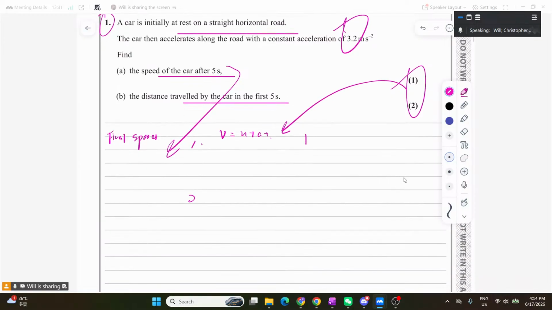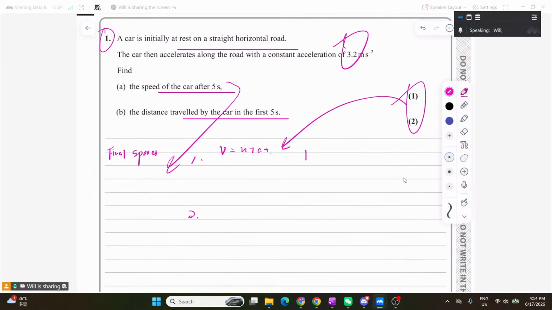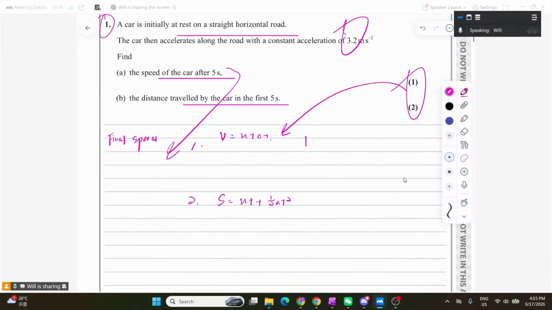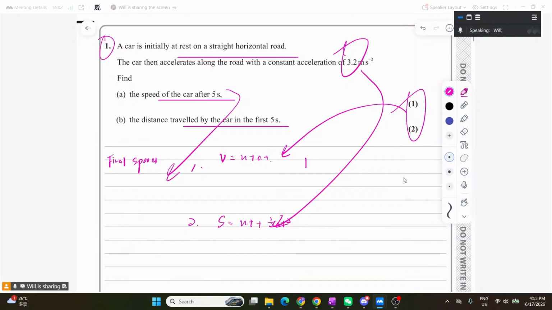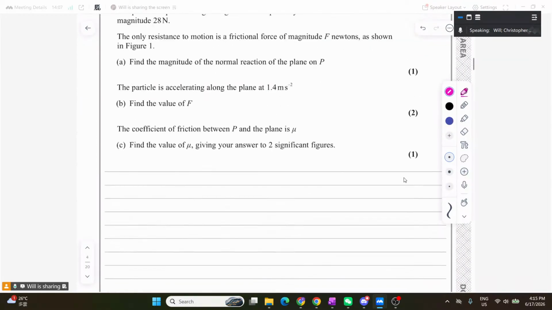And question B, the distance. Which formula do we use to calculate the distance in the first 5 seconds? Use 1/2 times the speed times t. So we're using the motion formula for distance: s equals the initial velocity times t plus 1/2 a t squared, right? Okay, no problem.